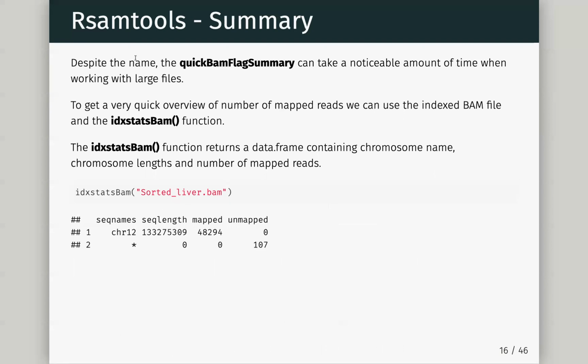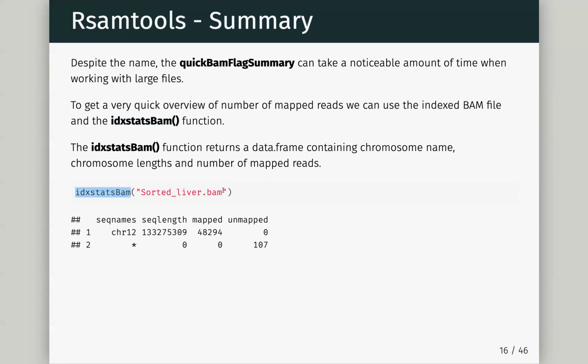Despite the name, it really is not that fast, and it's just because it has to do a lot of work. To get a really instantaneous summary of how many reads are actually mapped within your BAM file, we don't need to look at the BAM file at all. We can look at the binary index file, the BAI file. So we can use this function idxstats, so it's index stats.